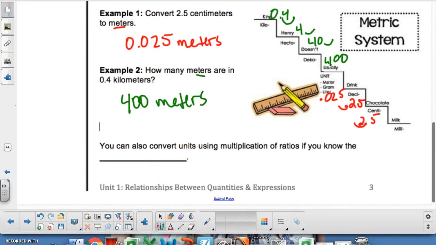If you're using the ladder here, then going down the stairs, your value is going to get larger, which means you're moving that decimal one space to the right each step you go down. And if you're going up the stairs, then you're going to move your decimal one space to the left each time you go up. Another option for converting between units is to use multiplication of ratios. But in order to do this, you have to know the conversion factor.